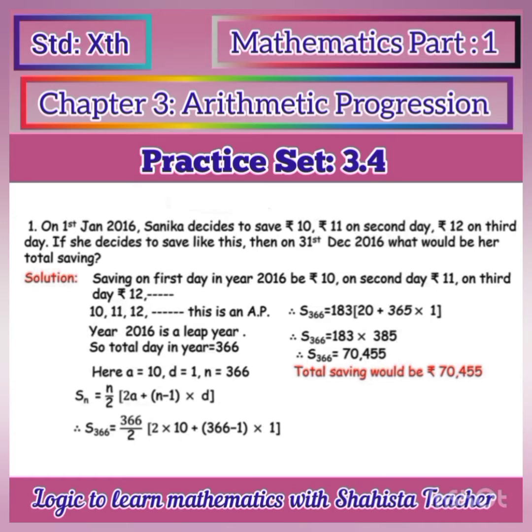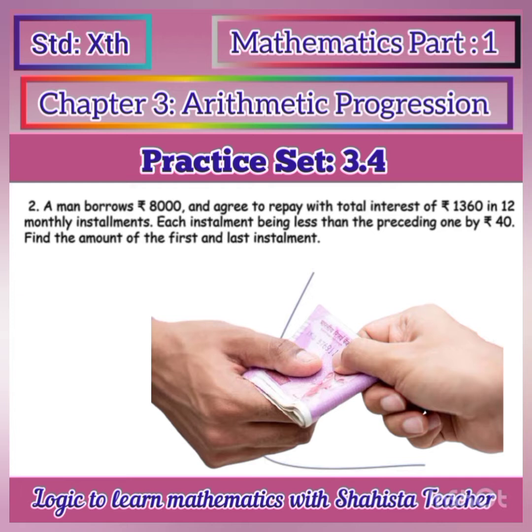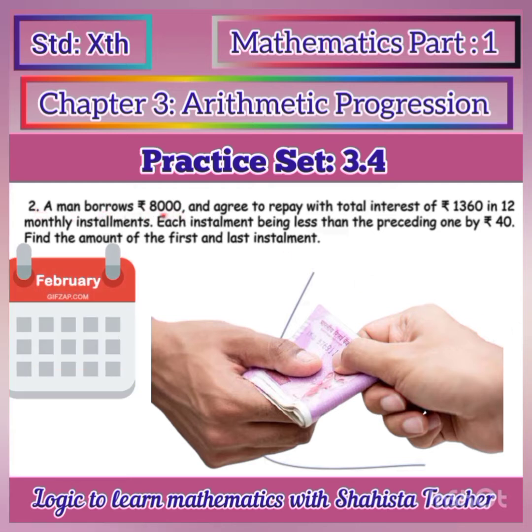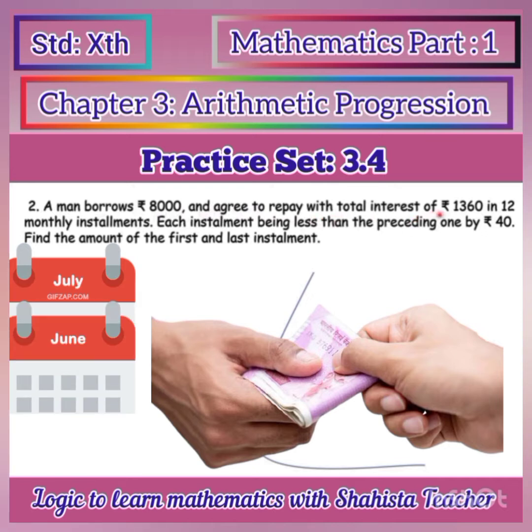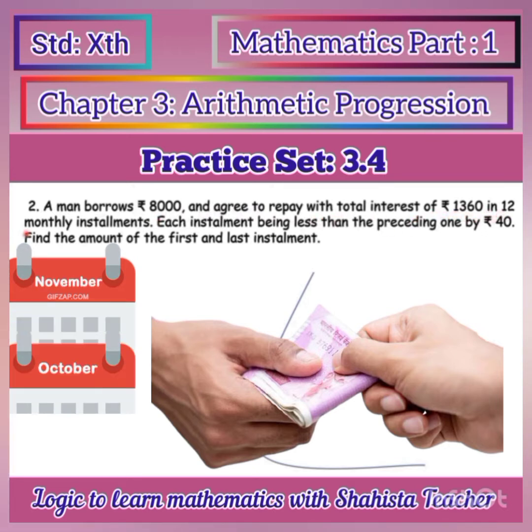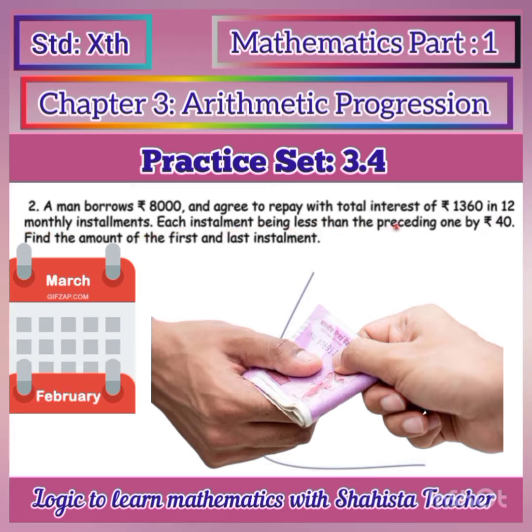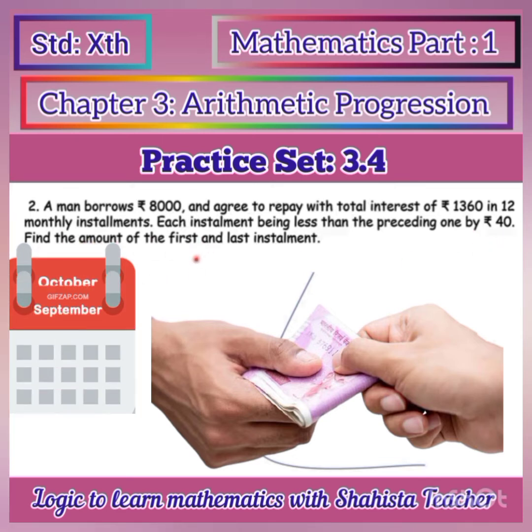Let's solve question number 2. A man borrows rupees 8,000 and agrees to repay with total interest of rupees 1,360 in 12 monthly installments. Each installment being less than the preceding one by rupees 40. Find the amount of the first and last installment.